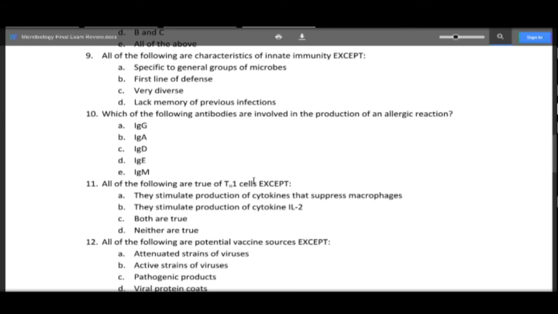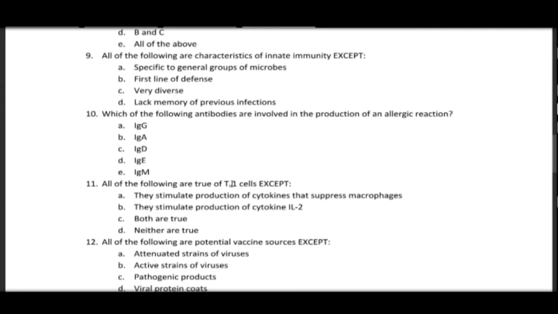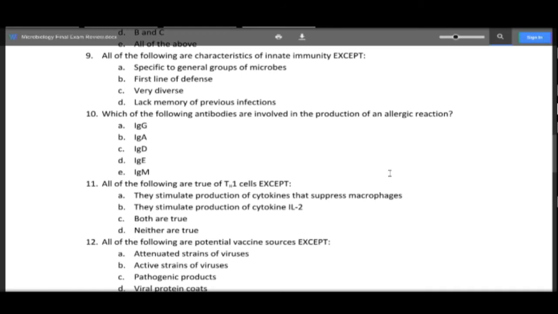So Th1 and Th2, the helper T cells, are going to interact with MHC class 2. Cytotoxic T cells interact with MHC class 1. B lymphocytes are going to have MHC class 2 because they are also phagocytic. That's how we compare Th2, Th1, and B cells.